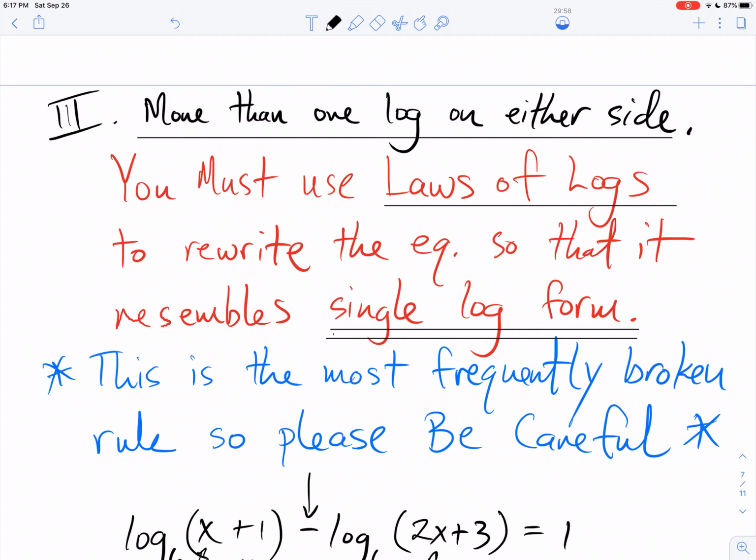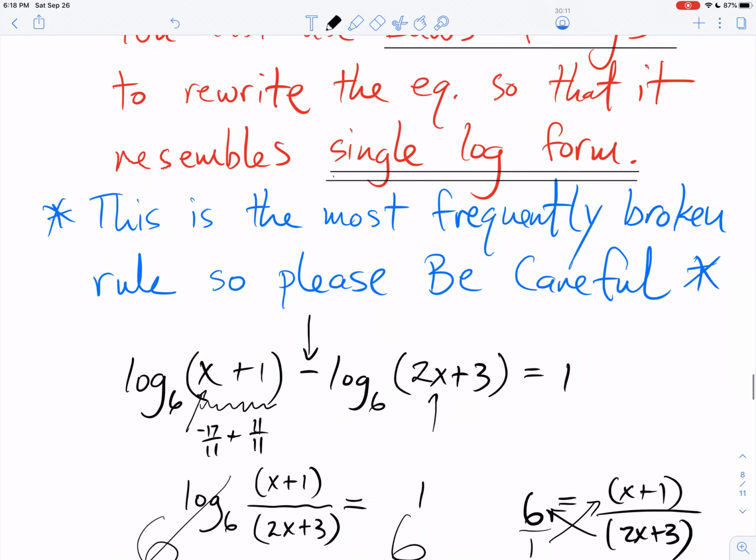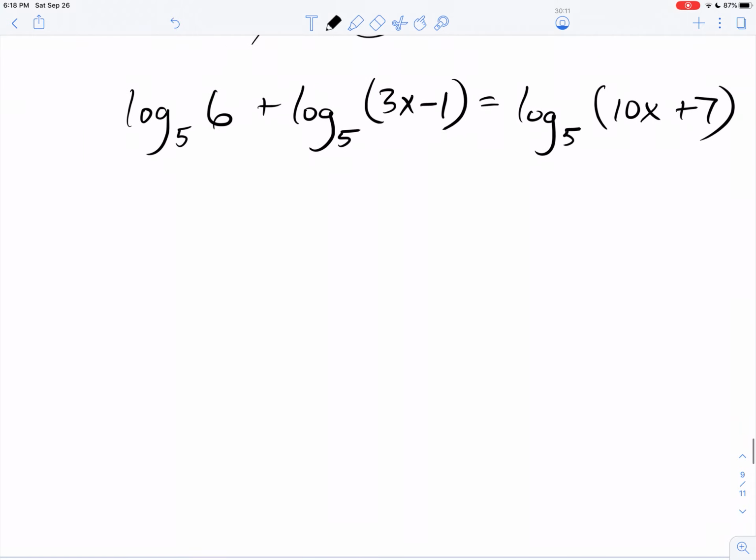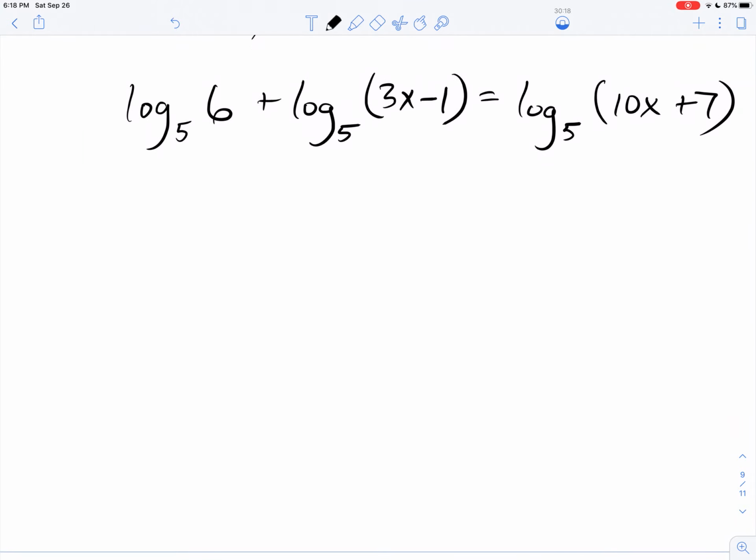You have got to use laws of logs, that's the quotient rule or the product rule, to rewrite the equation so that it resembles single log form. And this is the most frequently broken rule, so be careful. I want to show you why somebody's going to get this wrong. And this is automatic. I marked this wrong on the test. You do this to me on the test, I don't even look to see if you did anything else right, because this is the biggest no-no in the world mathematically.